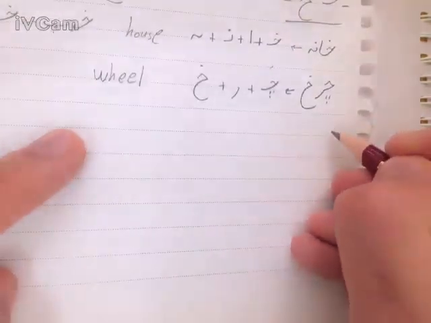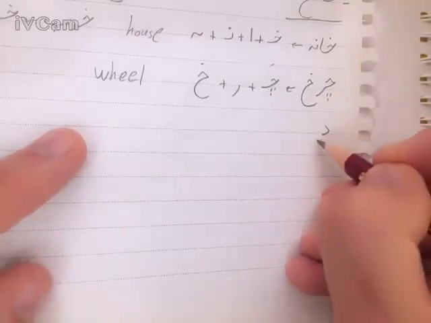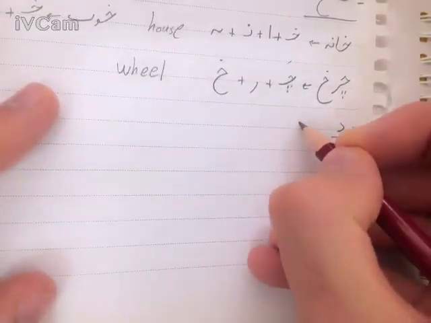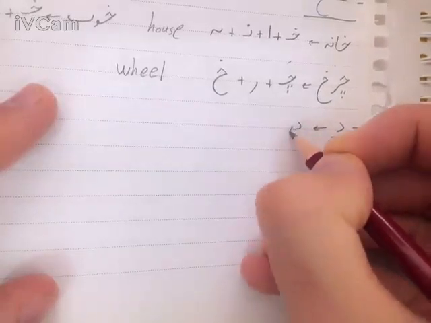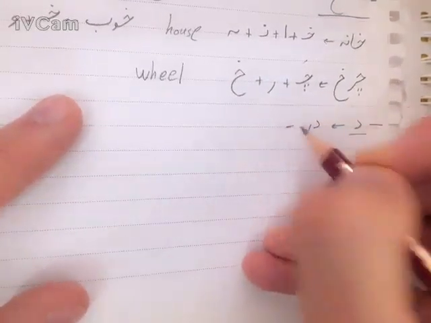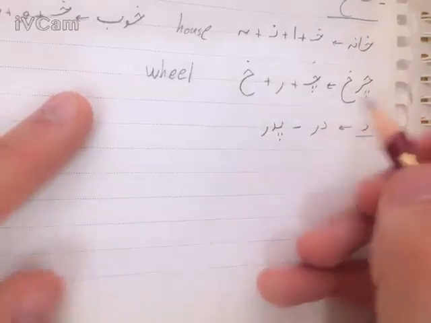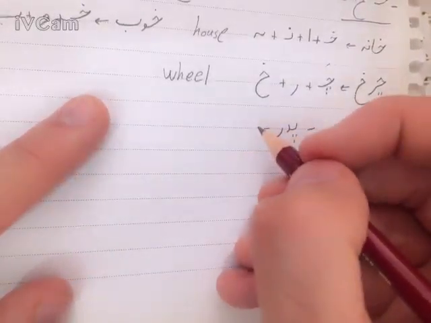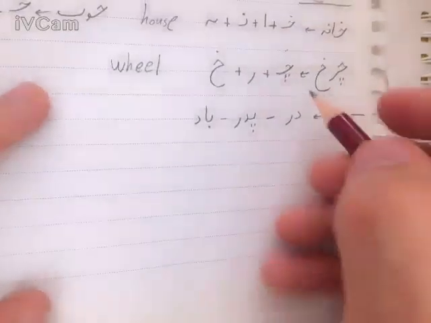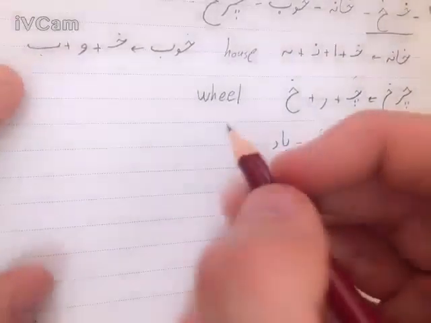Now we have the d sound, d, which there is only one form of it. So like در. That means door, which they look alike actually. And we had it before, پدر. پدر means father. We have باد. Bot means wind. Let's see their spelling.